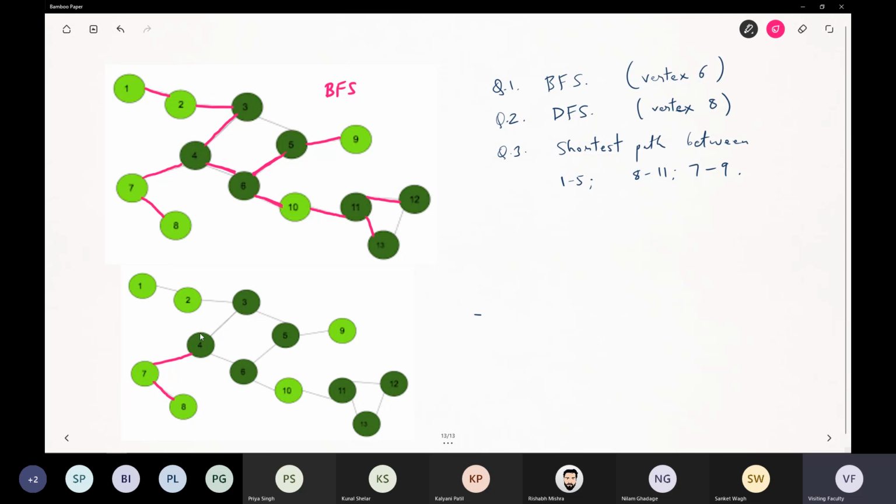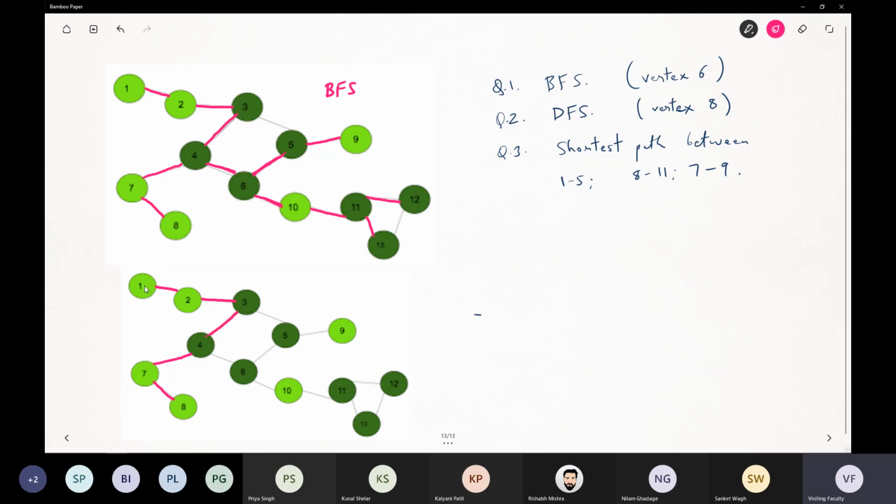Arbitrary choice. So from 4 the options are 3 and 6, right? 4-3 and 4-6. So let me just pick 4-3. Okay. Now from 3, I can go to 3-2 or 3-5. Let me choose 3-2. From 2, I only have one choice. I can go up to 1. From 1, I cannot go anywhere.